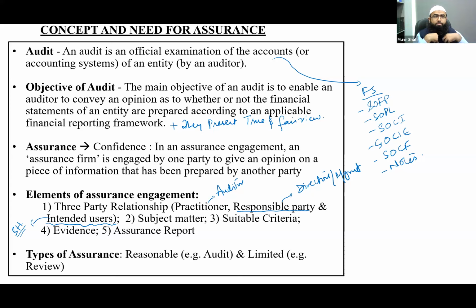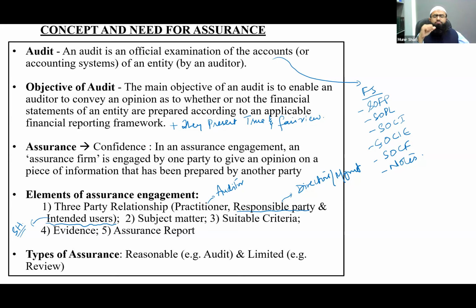Assurance report. The report, the opinion given by the auditor, is called the assurance report. That's in the prescribed format as prescribed by the standards, and shareholders get hold of that report, and that's the main deliverable of the audit firm. We talk about the audit.